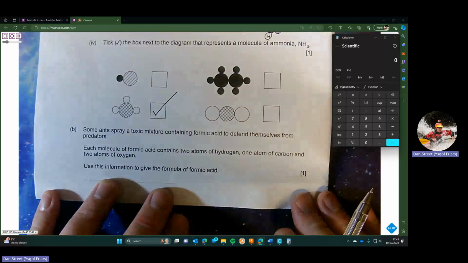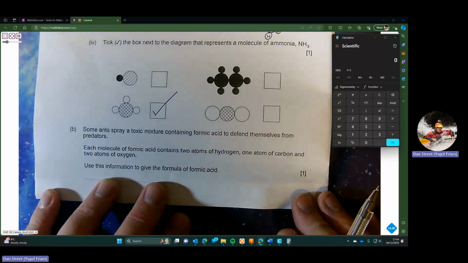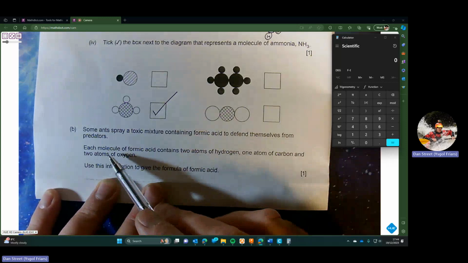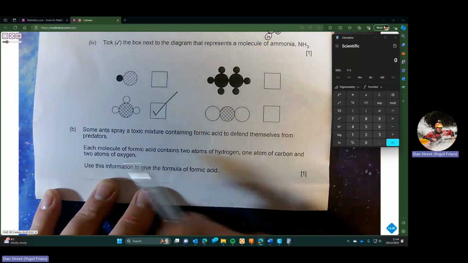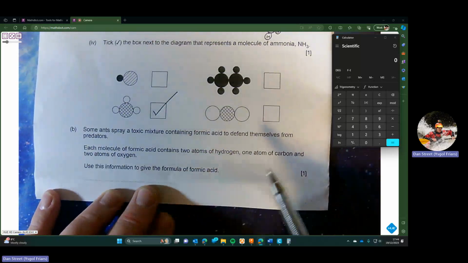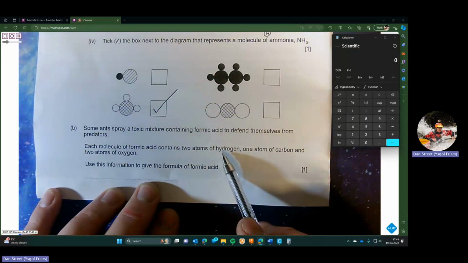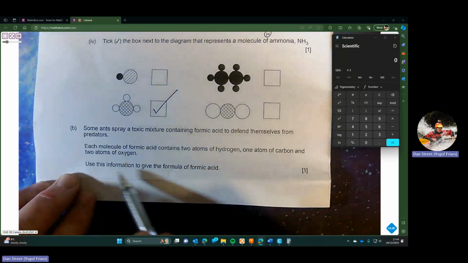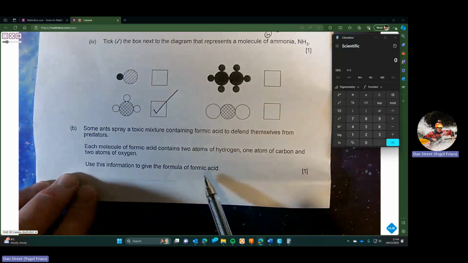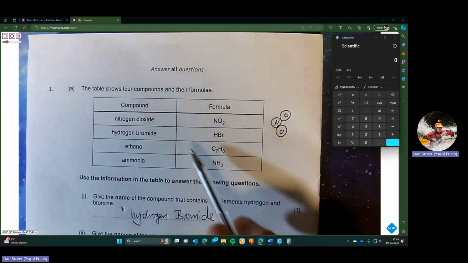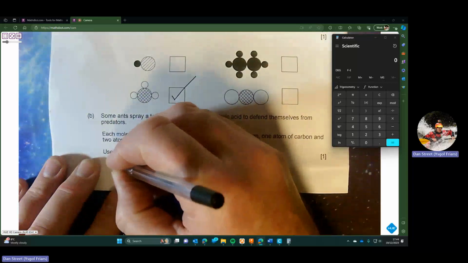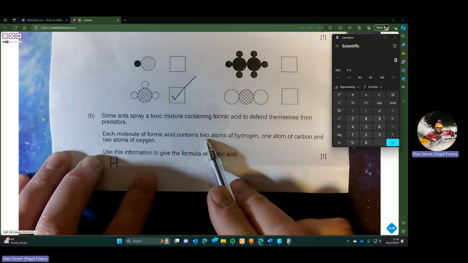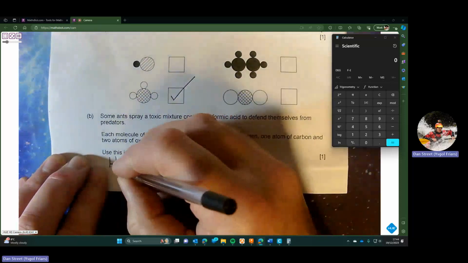Some ants spray a toxic mixture containing formic acid to defend themselves from predators. Each molecule of formic acid contains 2 atoms of hydrogen, 1 atom of carbon, and 2 atoms of oxygen. So if we take this in the order we're given, okay, it says use this information to give the formula of formic acid. So a formula would look something like this with the elements and the numbers of each element present. So hydrogen, we've seen in previous questions, has the symbol H. And according to this, there's 2 atoms of hydrogen. And the way we write that in a formula is to put a little 2 here.